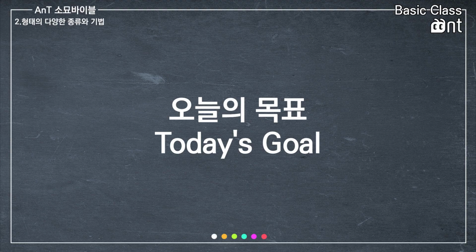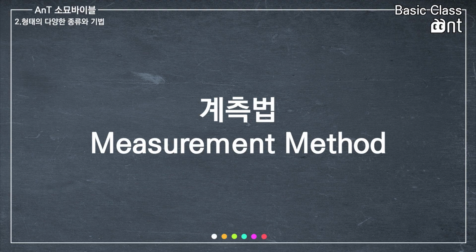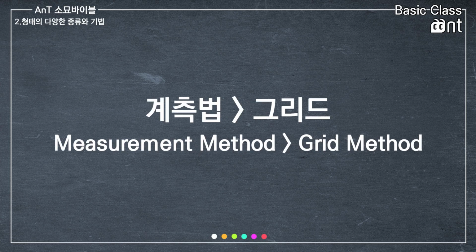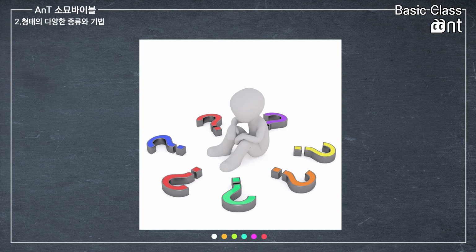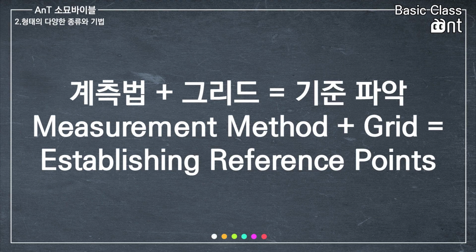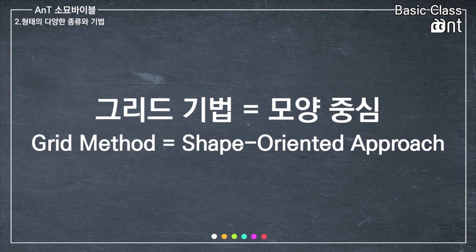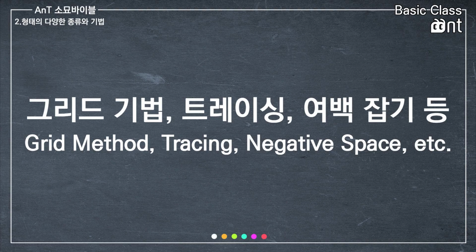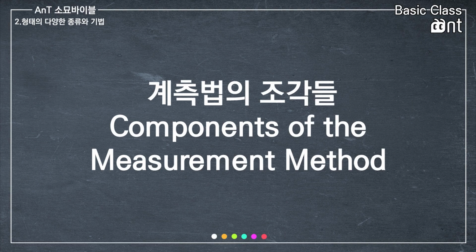Our main focus will be proper measurement techniques. What is the measurement method? It is a method of measuring proportions numerically, working from the largest forms down to the smallest details. As you apply this method, a grid naturally begins to emerge. Many people confuse this with the grid method. However, the grid created through measurement is primarily used to identify objective coordinates and proportions. Unlike the traditional grid method, it does not focus on copying shapes square by square. Ultimately, the grid method, tracing, negative space, and similar techniques are all derived from the measurement method.